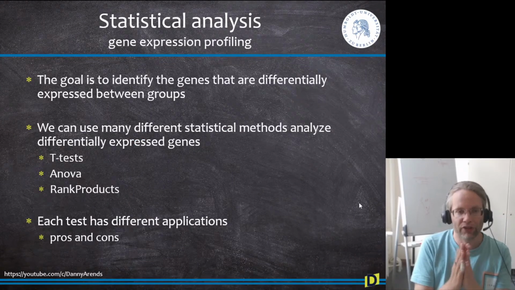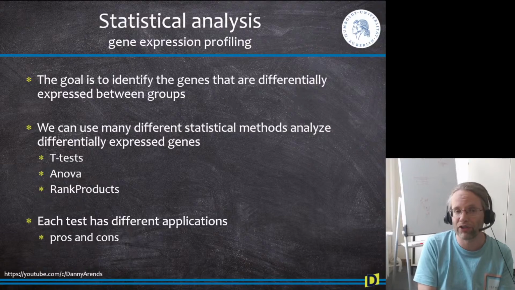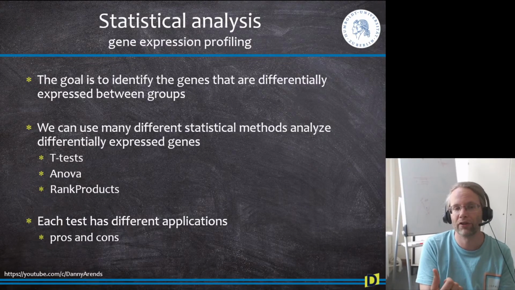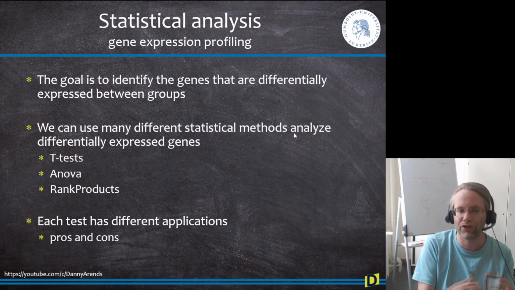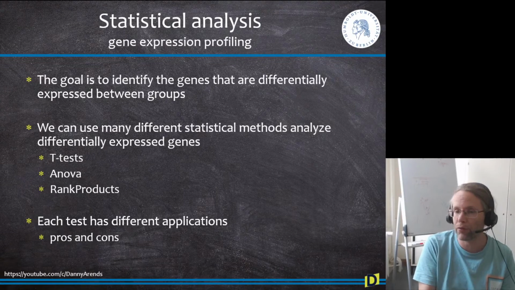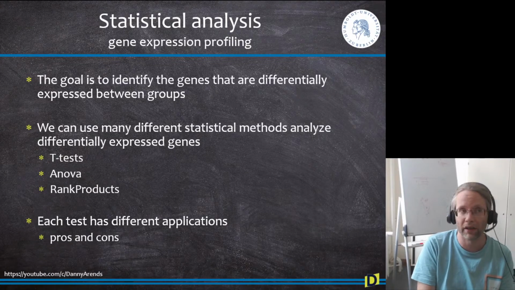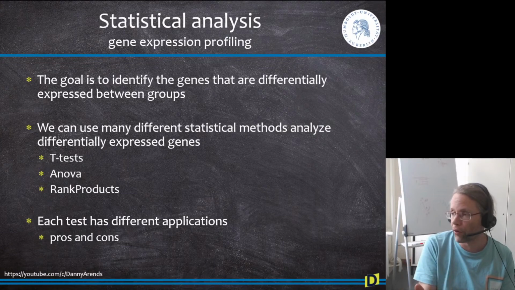Good. So like I said, often when we do gene expression profiling, the goal is to identify genes that are differentially expressed between different groups, be it different tissues, healthy versus disease, and these kinds of things. We can use many different statistical methods to analyze if a gene is differentially expressed. If we have two groups, we could just do a t-test. If we have many groups, we might use an ANOVA, an analysis of variance, where we look to see if we have 5 groups, is any of these 5 groups different from the other 4?